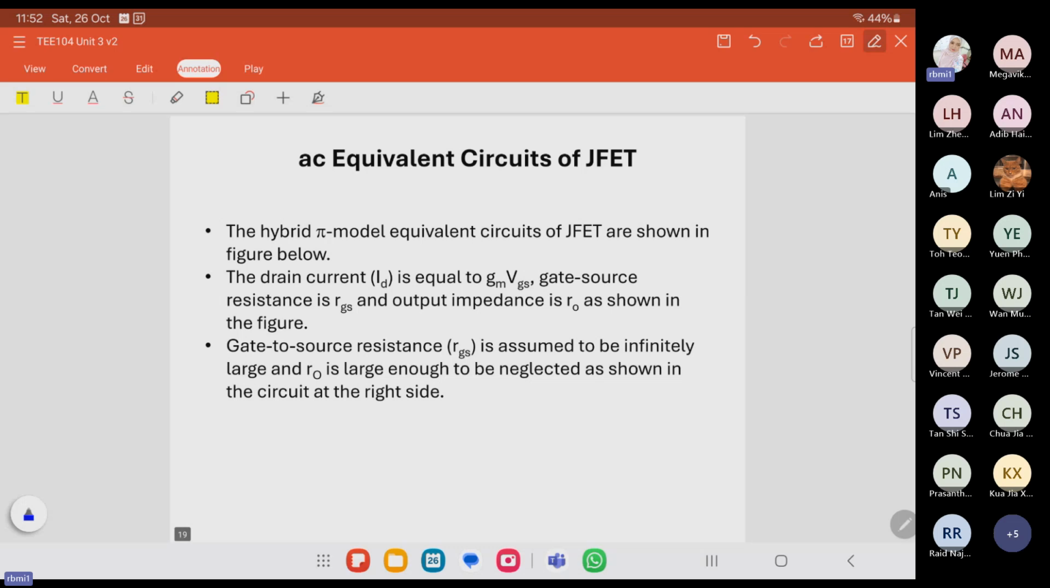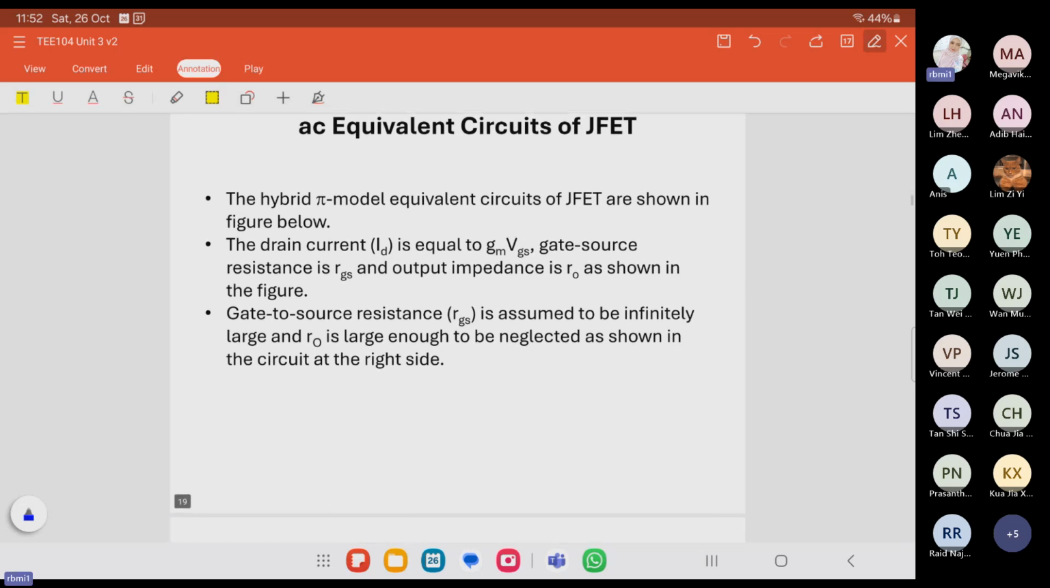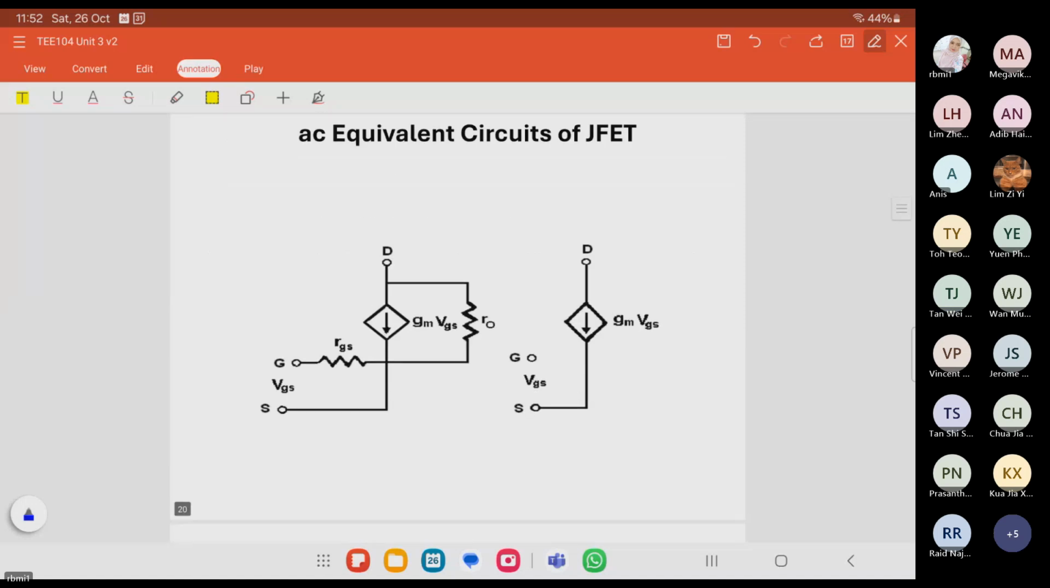Now we go to the AC equivalent circuit, the hybrid pi model or the re model. Alright, so this is the AC equivalent pi model of the JFET, which can be drawn like this for the MOSFET AC equivalent circuit. Just now we know that ID is equal to gm VGS. Okay, and this is the simplified version. We have the R naught here.